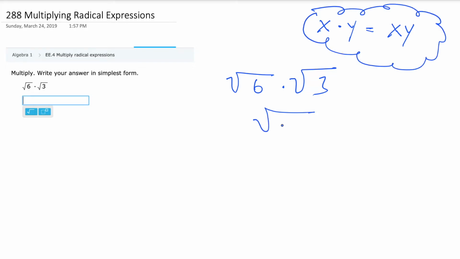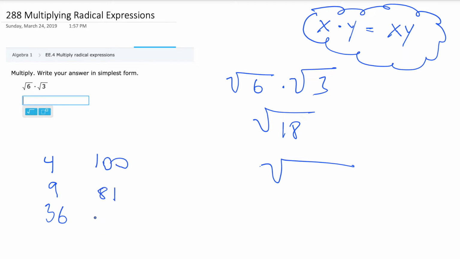Okay, so that's root 18, but then we're not done. Let's do this our fast, non-tree way. So we break up root 18 to what? The numbers you want to think of, in order for this to work, are perfect squares, like 4, 9, 36, 100, 81, 49, 64. You want these numbers in here. Otherwise, do the tree.